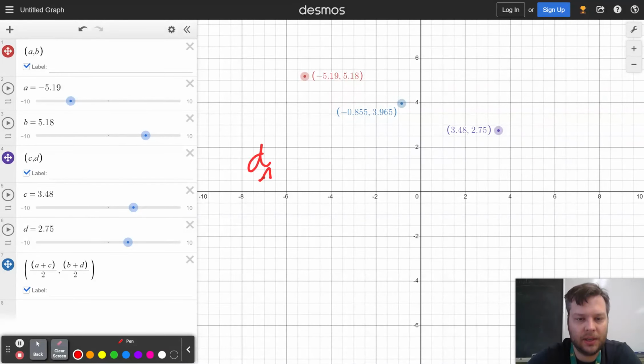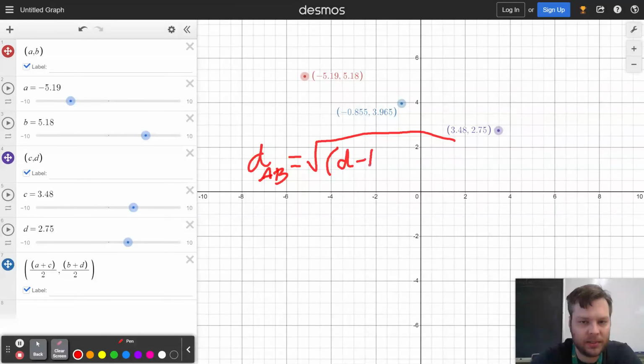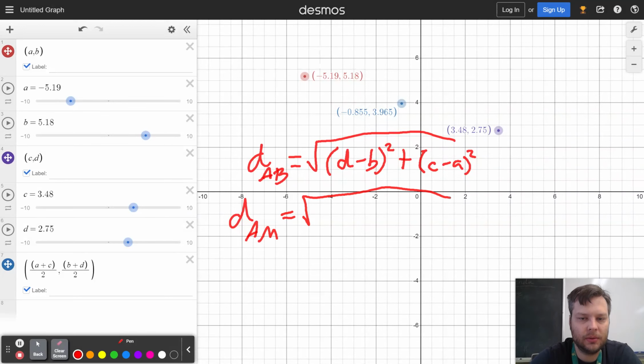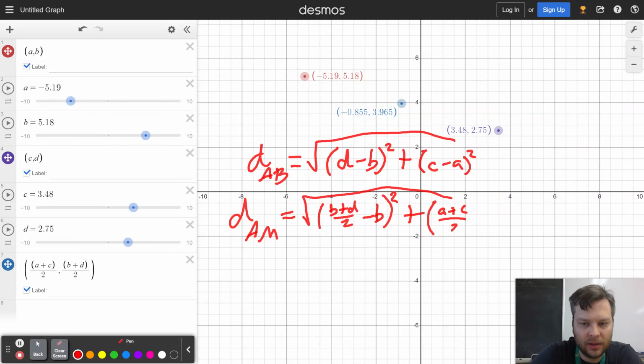So the distance between A and B is just like the Pythagorean theorem. We do the second y value minus the first y value squared, plus the second x value minus the first x value squared. Well, we can do the same thing with the distance between A and the midpoint. It's the square root of the second y value, b plus d over 2, minus the first y value squared, plus, let's do the same thing, the second x value minus the first x value squared.